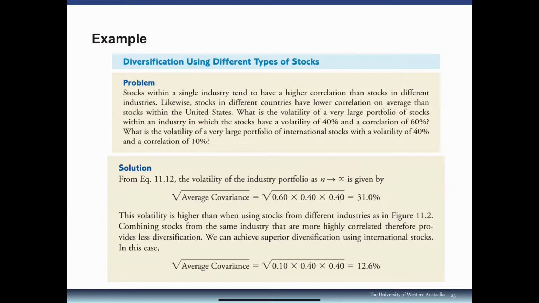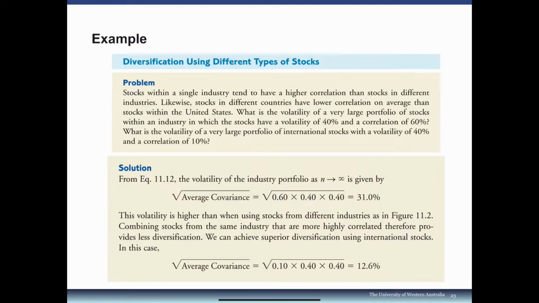So here, just to give you an idea. We're saying when it's a very large portfolio, that just means that the portfolio variance is going to be approaching the average covariance. And the average covariance equals the correlation times the individual volatility, which in this case is 40% and 40%.